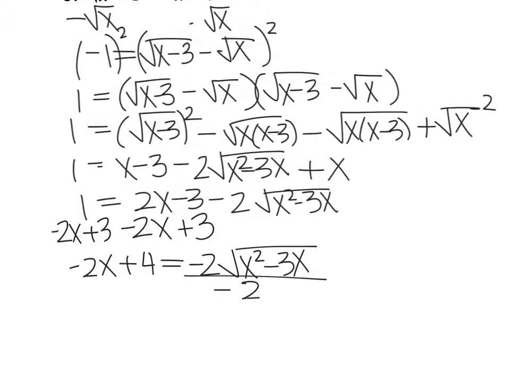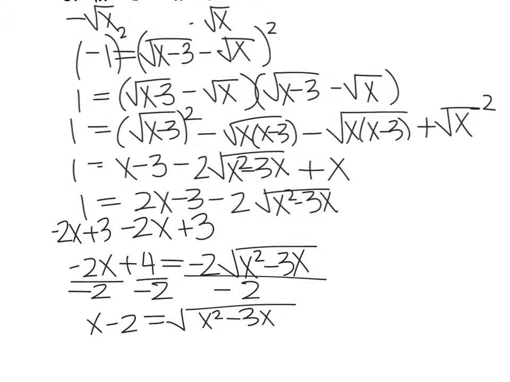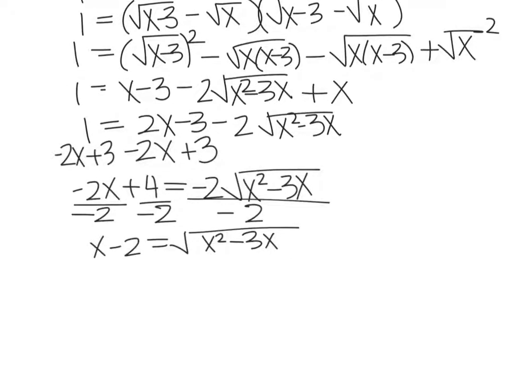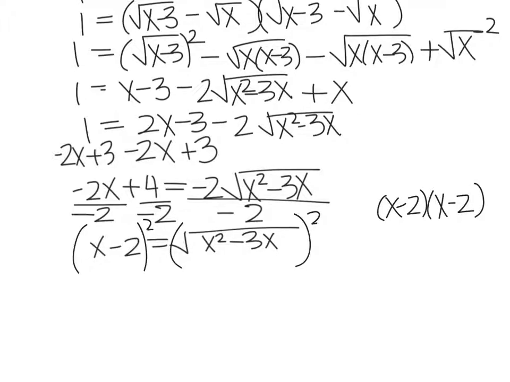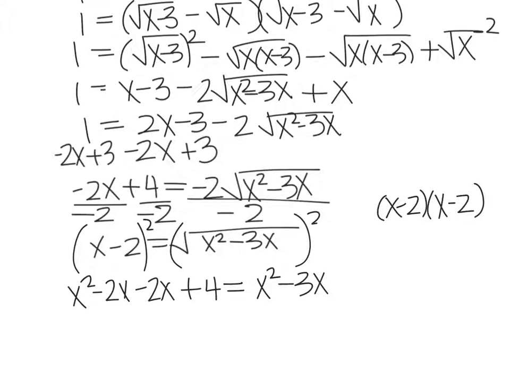To finish isolating our radical, we're going to divide by negative 2. So we get x minus 2 equals the square root of x squared minus 3x. Now we're going to square both sides again. So our left side is x minus 2 times x minus 2, which is going to become x squared minus 2x plus 4 equals x squared minus 3x.